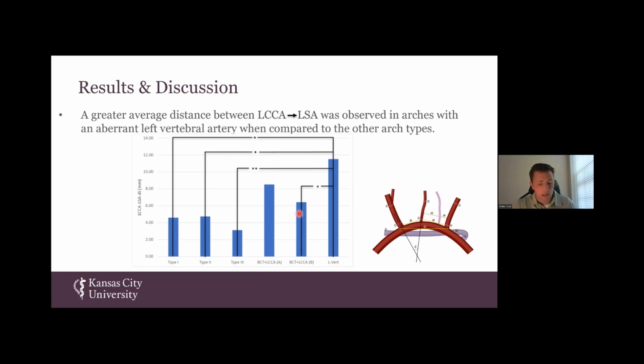I mean, we only have 4 samples in the study of this variation, but it could potentially become a marker for, let's say, you're preparing for a neck surgery and you get radiologic imaging that shows a greater distance between your left common carotid and your left subclavian artery. That might be an indication just to double check to make sure that there isn't an aberrant left vertebral artery, just because it is such an important artery, and if this were compromised during a surgery, it could have severe lasting impacts for patients.